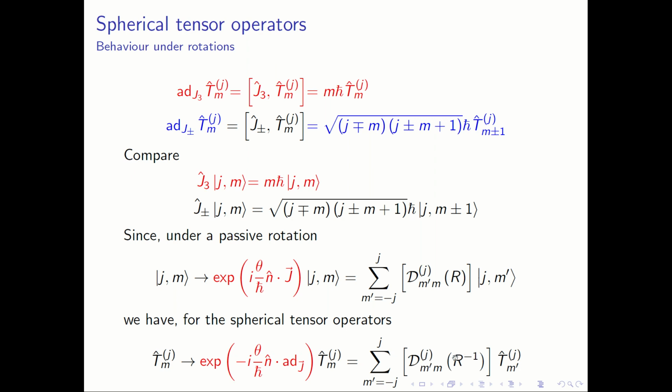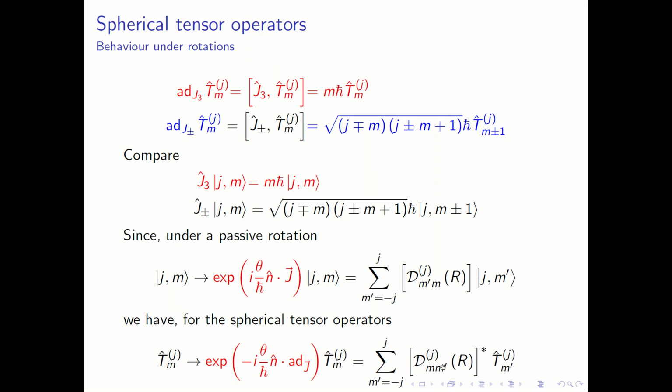Perhaps it's even better to understand it this way, that instead of the rotation R, you get the coefficients corresponding to the rotation R⁻¹ for T^j_m. That's it. Otherwise, the transformation of |j,m⟩ when you carry out a passive rotation of coordinates exactly mimics the transformation of the spherical tensor operators.